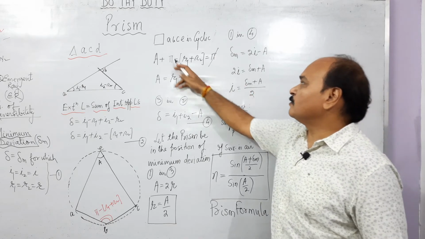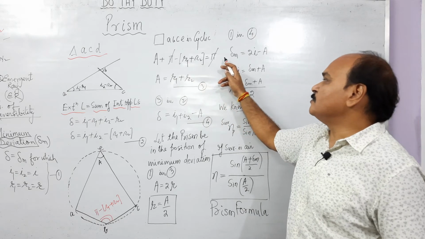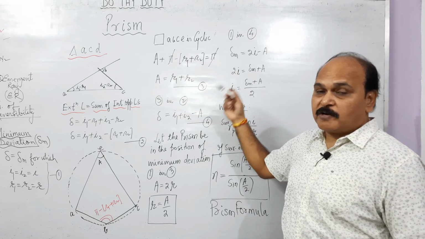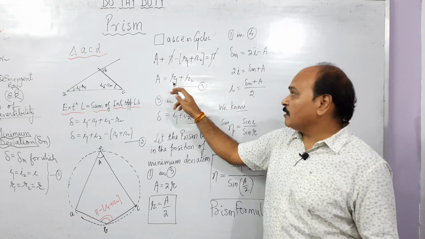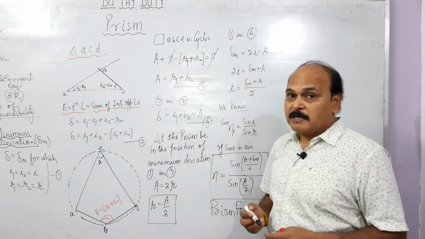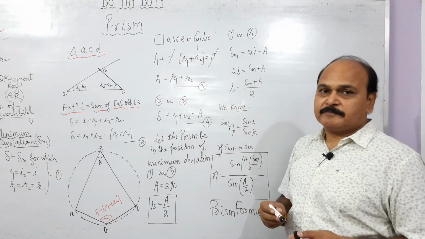This pi cancels out. What do we get? A minus (R1 plus R2) is equal to 0. That means A is equal to R1 plus R2. So for every prism, the sum total of angular refractions inside the prism is always equal to the angle of prism. Let us say this is equation number 3.